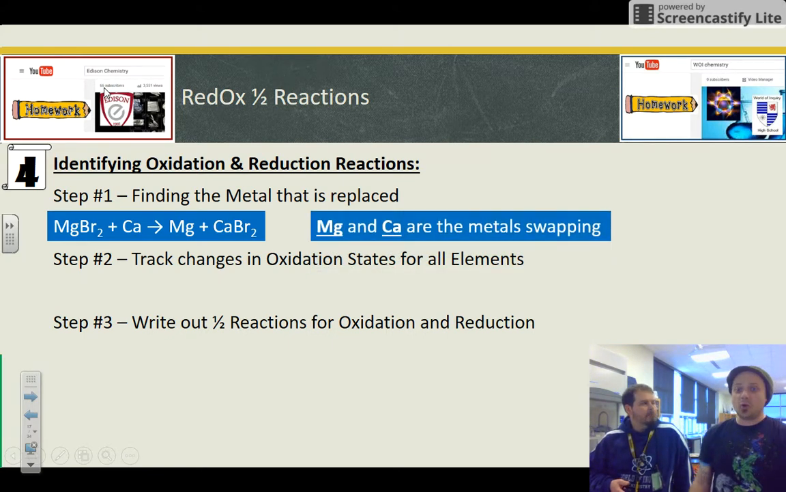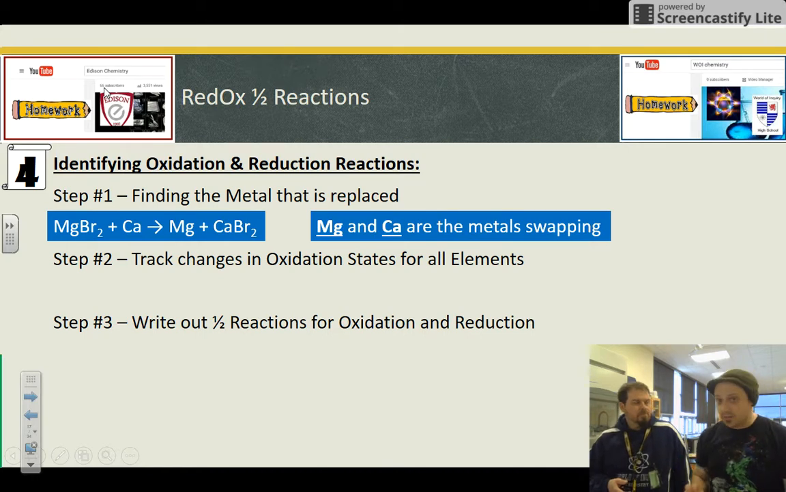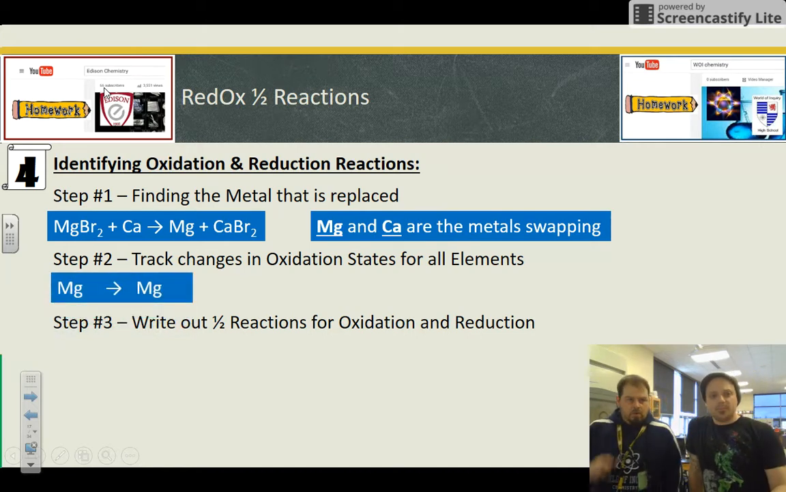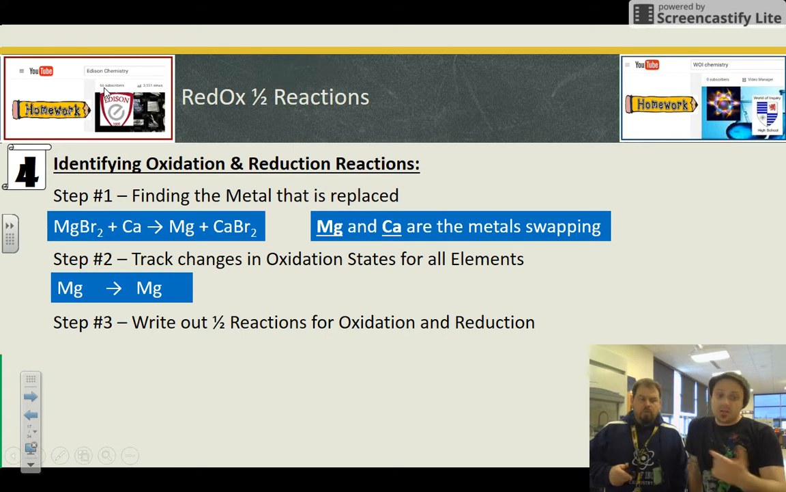And so in this case, you can see that calcium and magnesium are going to swap in a single replacement, which means that we have to track the changes in the oxidation states for all the elements involved. And this basically proves we find the oxidation and we prove that there's a reduction when there's both. Now we know we're all situated, right? So magnesium is becoming, well, let's see.